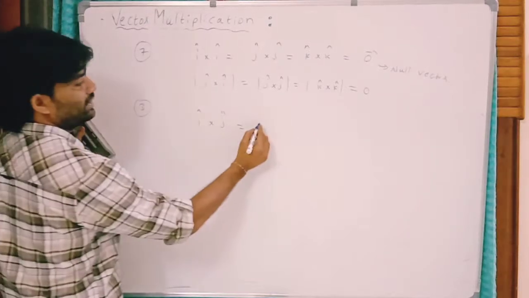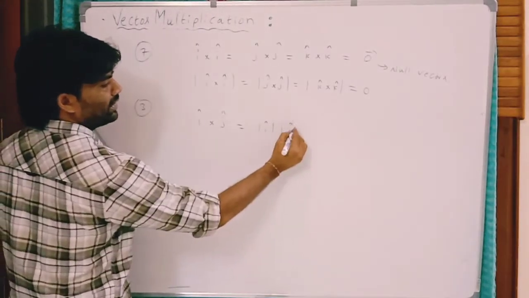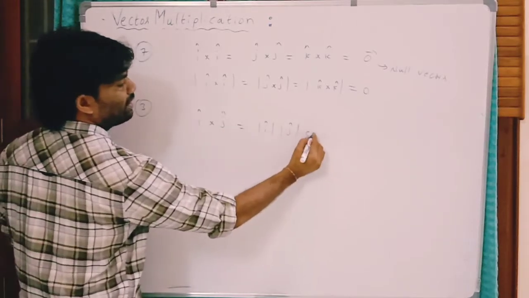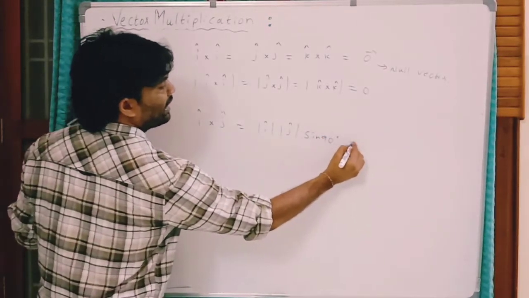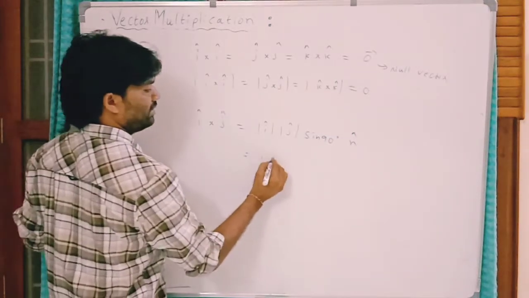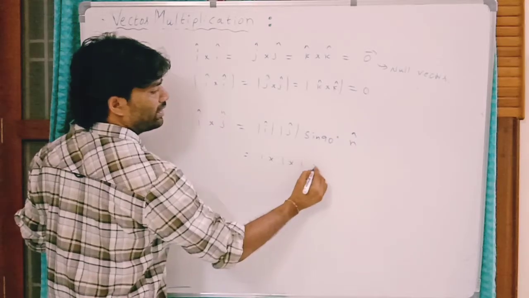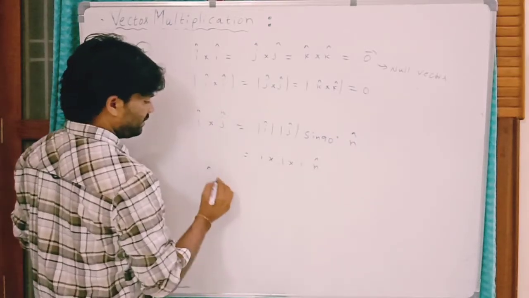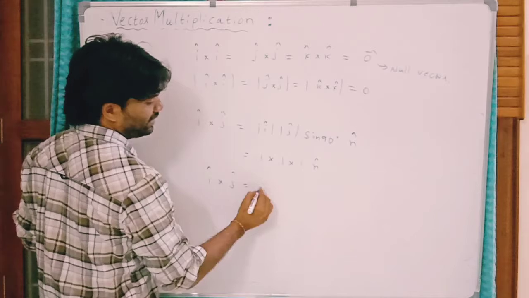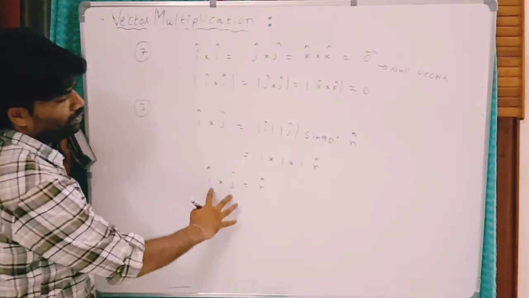Now you can write this as mod of I, mod of j, sine of the angle between these two, sine 90 n cap, right? So this is 1, the mod of this j vector is 1, sine 90 n cap. So I cross j gives n cap. What is n cap here? It is perpendicular to the plane of these two vectors.